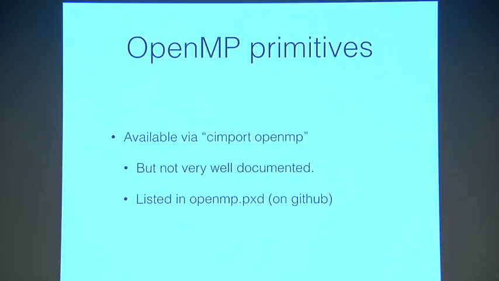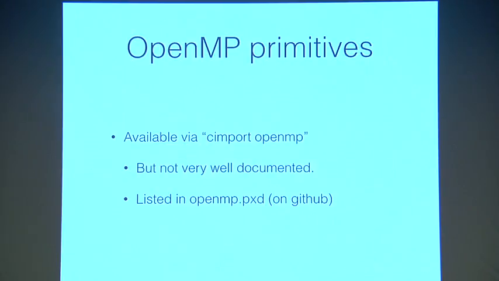The OpenMP primitives are locks and nested locks, which are basically locks that a single thread can ask for multiple times in case it has, for example, a recursive computation. They're all available by the C import OpenMP. They're not very well documented. There aren't that many primitives in OpenMP, in C or in Python. So you can just look at the openmp.txt on GitHub. You just search for that file, and it lists them.